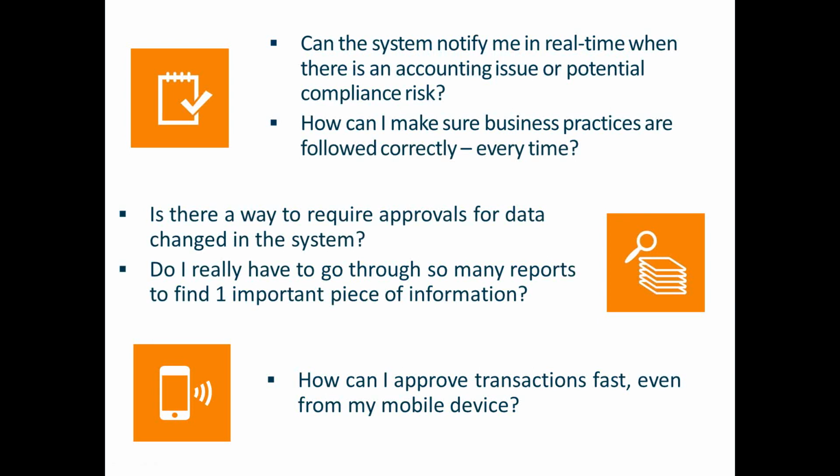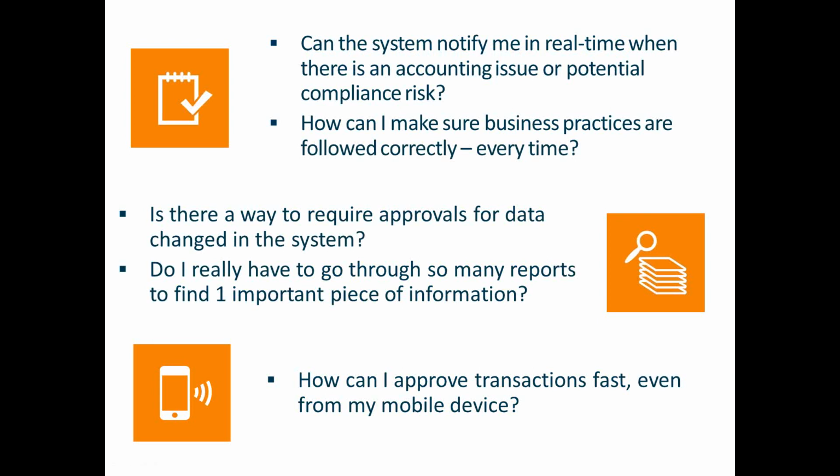Next one: do I really have to go through so many reports to find that one important piece of information? Typically when we're looking at reports, we're looking for exceptions. And that works well, but think about the ability for the system to automatically notify you when that condition is met. So the cash balance has gone below a certain amount, instantly notifying the CFO or the accounting manager, whoever, that the balance has gone below that certain level. Anything like that that you need to know about, any type of alerting capabilities, keep those in mind.